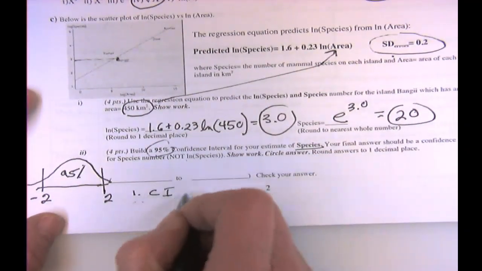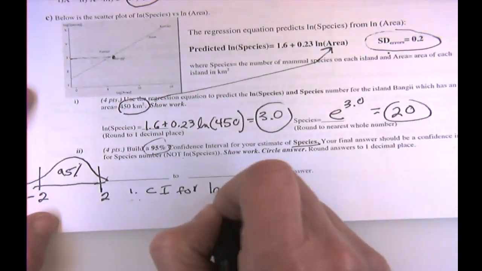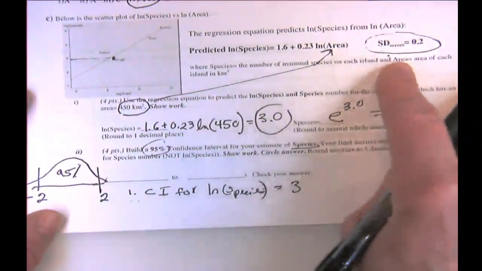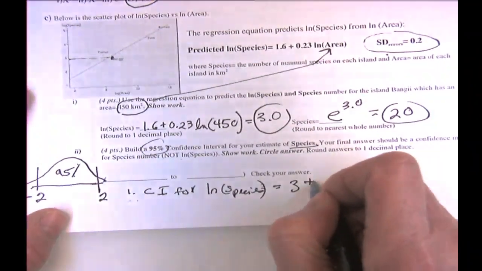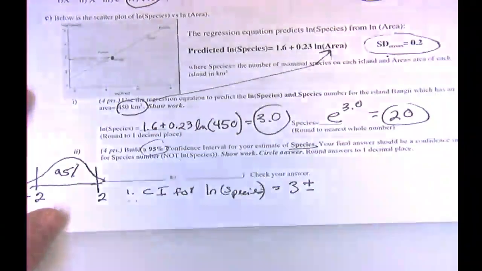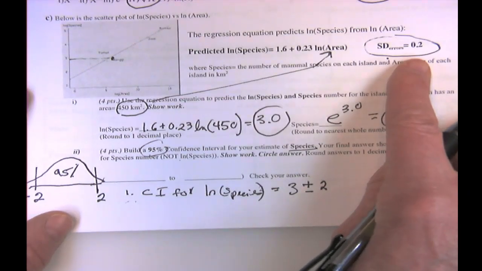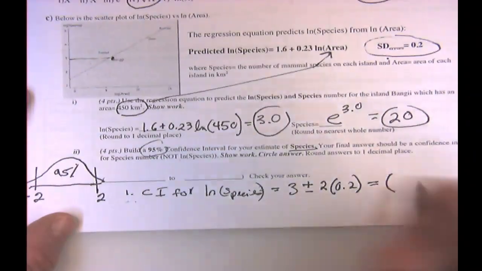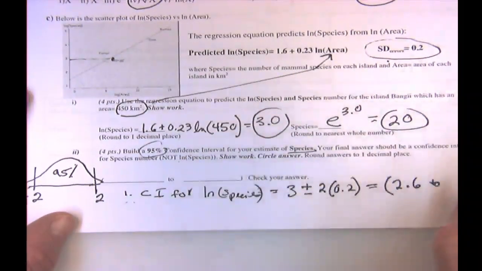So the first step, remember, is the confidence interval. This error goes with this equation. So it's the confidence interval for the log of the species. The log of the number of species is what we're going to do first, and that's going to be this estimate, our point estimate. And then we're just going to put a margin of error around it. We're estimating this using this, so plus or minus 2 times 0.2. All right, so this is for the log. We have 3 minus 0.4, down to 2.6, all the way to 3 plus 0.4.